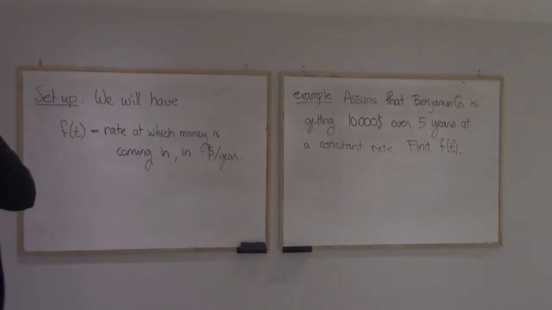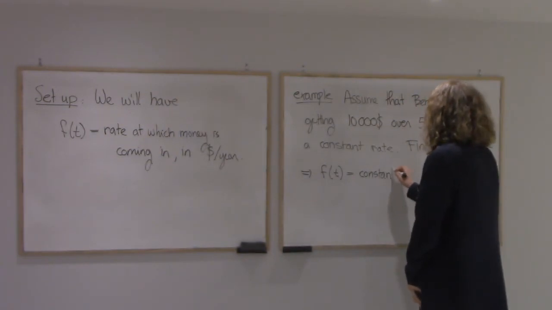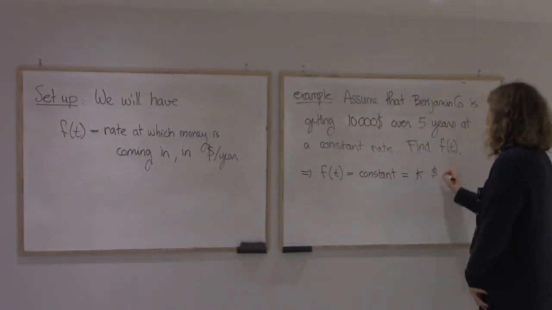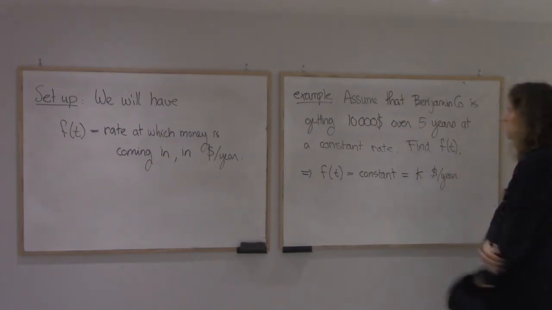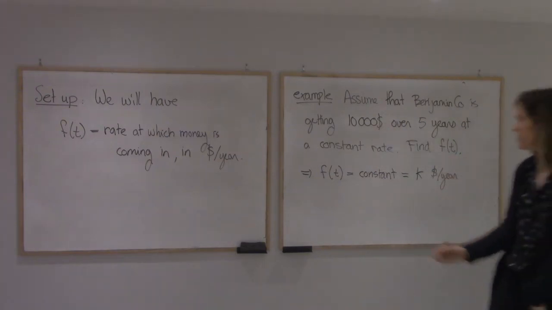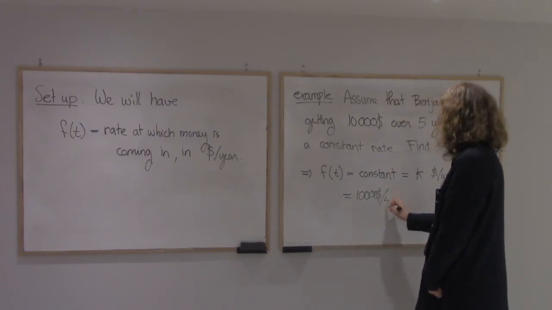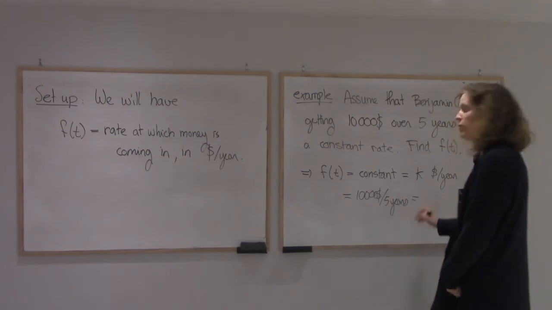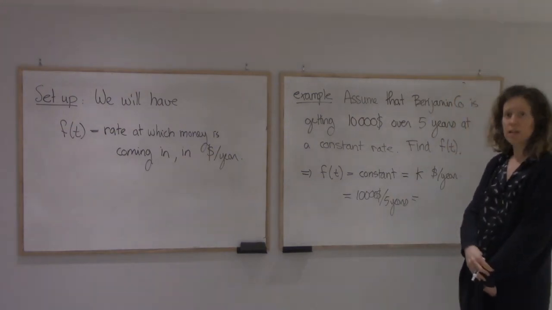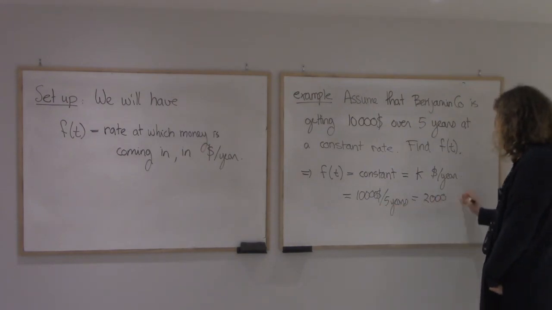So we're told the rate is constant. That means f of t is constant. So it's some amount of dollars per year. Well, what should that constant be? Well, I'm getting $10,000 over 5 years. And so if it actually is coming in at the same rate in every single second, that means I'm getting $2,000 per year.